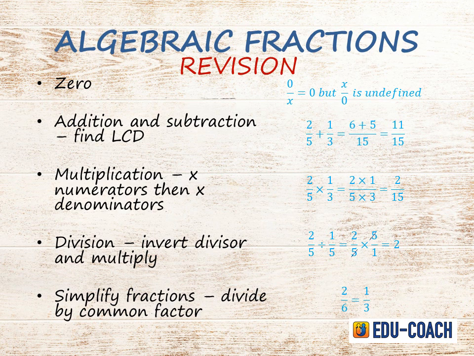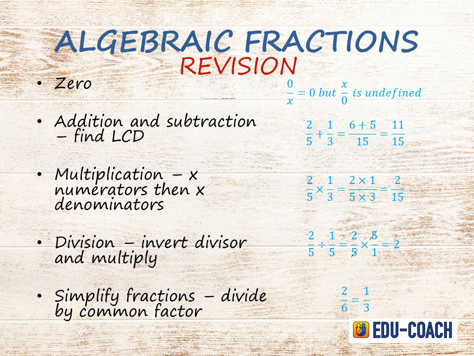With division, we first invert the divisor and multiply. So here we have 2/5 divided by 1 over 5. We change the divide to multiply, and the 1 over 5 becomes 5 over 1. We cancel off the 5s, and we're left with an answer of 2.